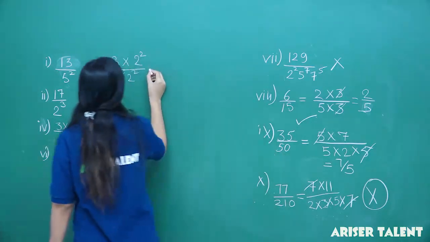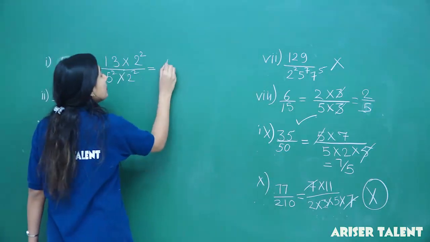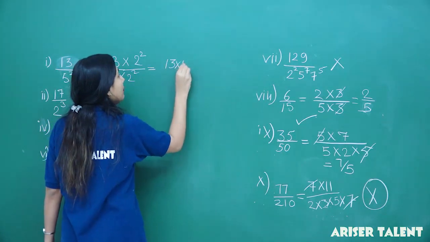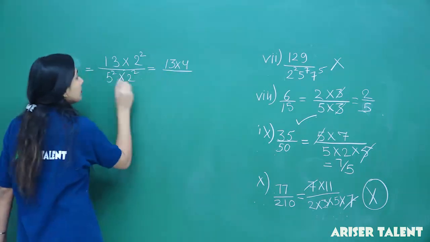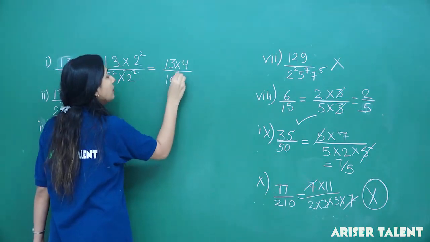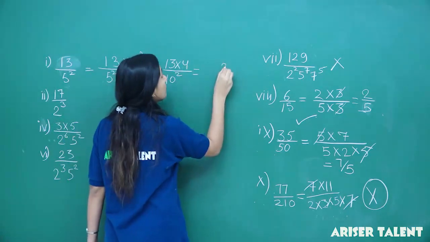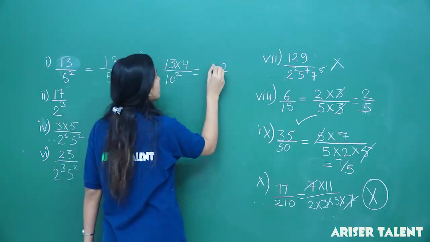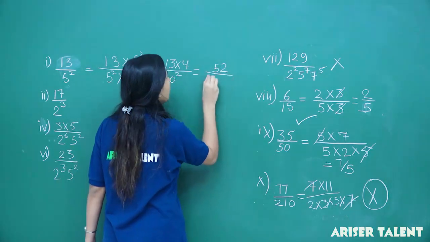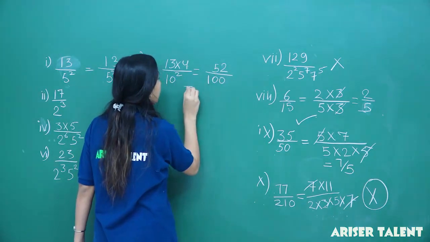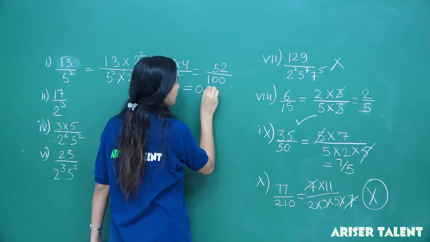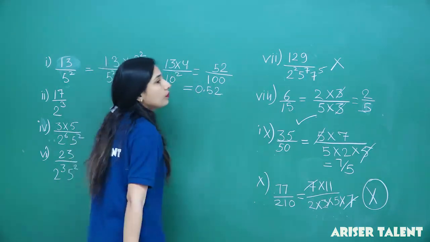Okay. So what will it become? 13 multiplied by 4, that will become 52 upon 10 raised to power 2. So that will become 0.52.